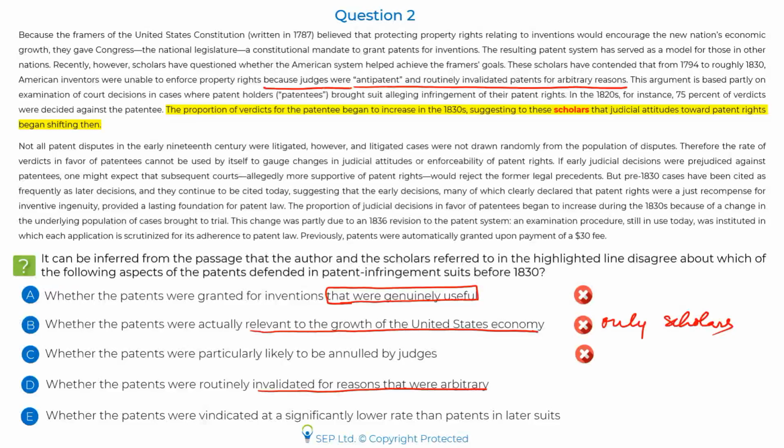Judges were anti-patent. And then the author says, if judges were prejudiced. So the author clearly does not believe that judges were prejudiced. And therefore, B is the correct answer. Whether patents were vindicated at a lower rate or not, there is no disagreement about that. And actually, the rate of vindication is not mentioned. We only know that the proportion of verdicts began to increase, and the author does not disagree with that fact.